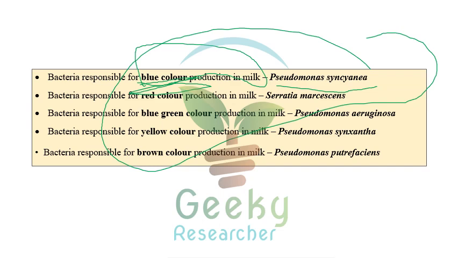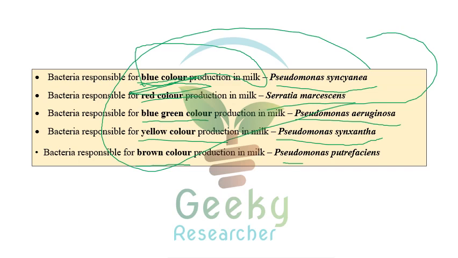The red color pigment is produced by Serratia marcescens, whereas blue green color is produced by Pseudomonas aeruginosa. The yellow color pigment is produced by Pseudomonas synxantha, whereas the brown color production in milk is due to Pseudomonas putrefaciens.